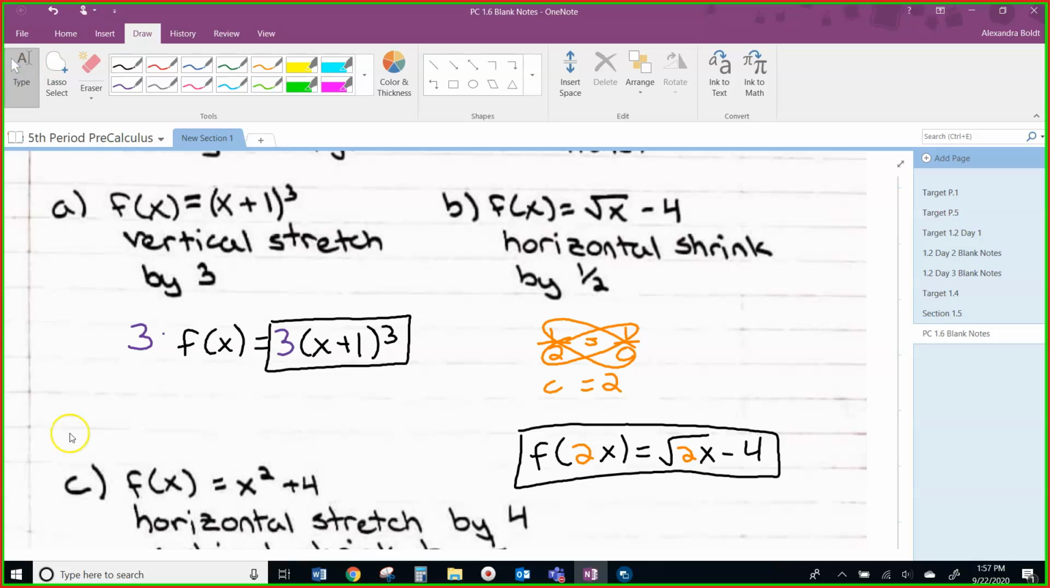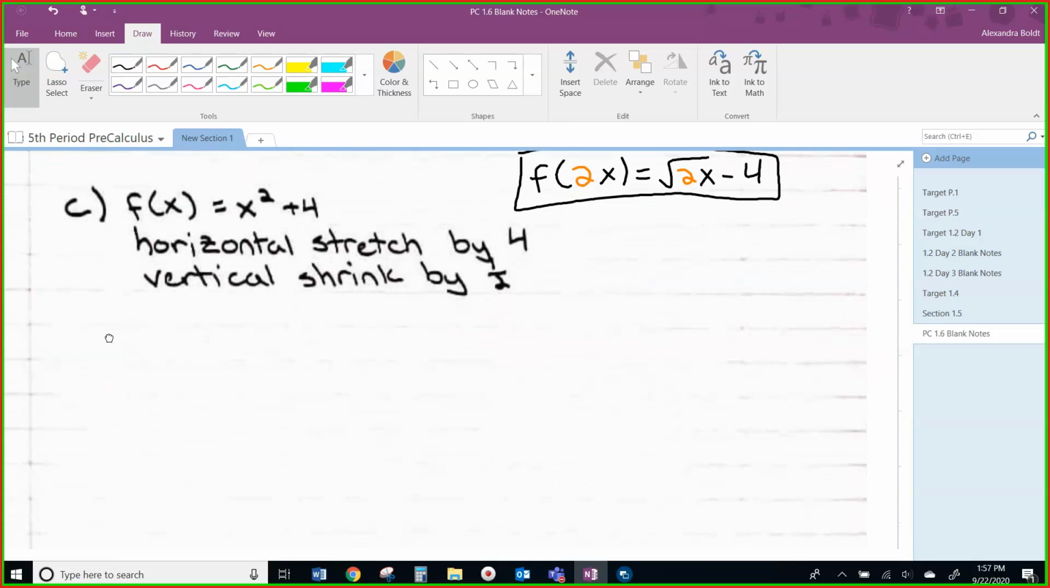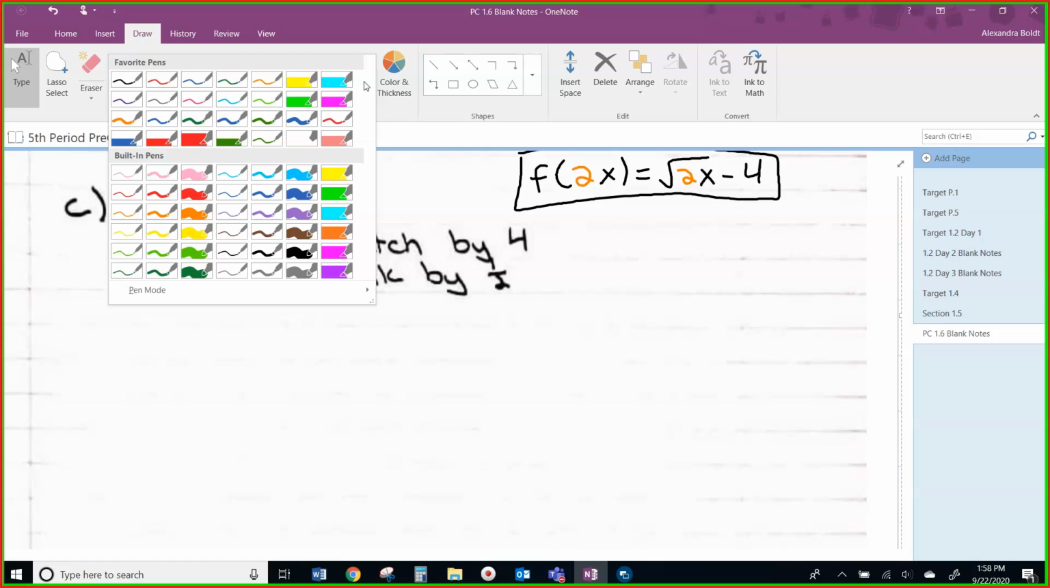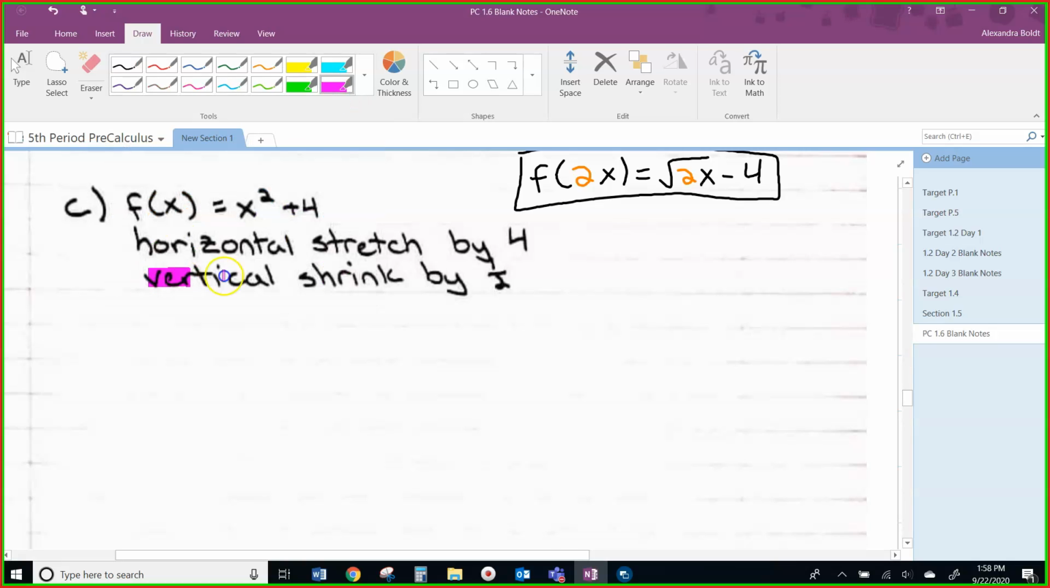Okay, let's look at one more example. So this one we're doing multiple things to it. We want to do f of x equals x squared plus 4. We're going to horizontally stretch by 4 and vertically shrink by 1/2. So I'm going to start with the vertical shrink by 1/2 because vertical is easier. That just means c equals 1/2, right? In your vertical, your c is just whatever it tells you it is. You don't have to do anything extra for vertical.